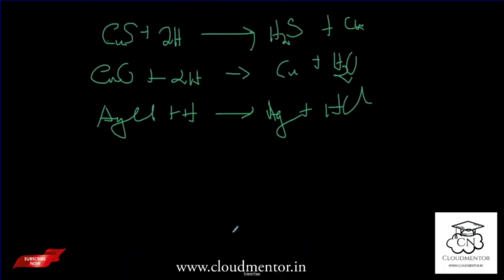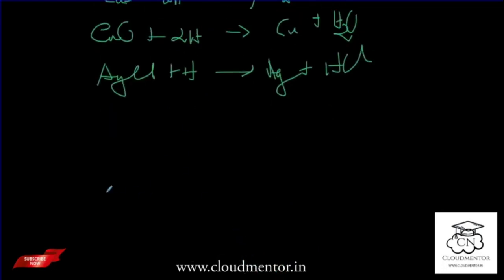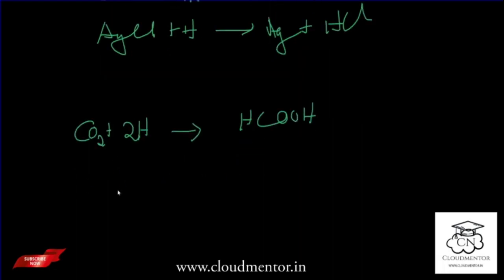And also it reduces carbon dioxide and carbon monoxide. CO2 plus hydrogen giving HCOOH, that is formic acid. Here carbon dioxide reacts with hydrogen to form formic acid, and hydrogen also reduces carbon monoxide to formaldehyde, that is HCHO.